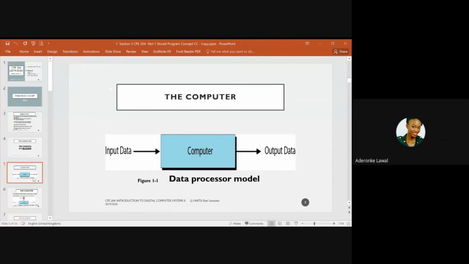So you need to go in depth into, okay, how does this input enter the computer? How does this processing work? And then how does the output come about? So now you are going to start to learn all of that.